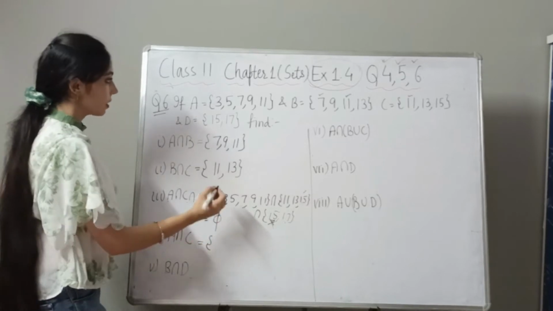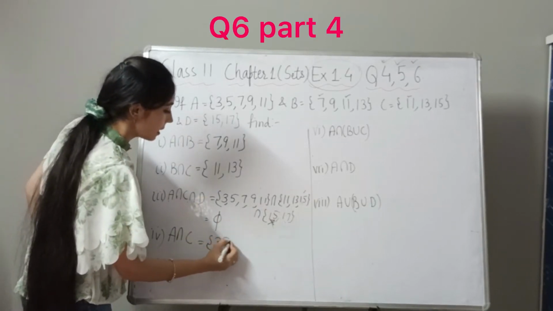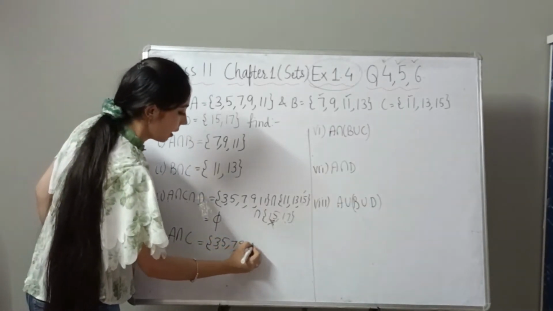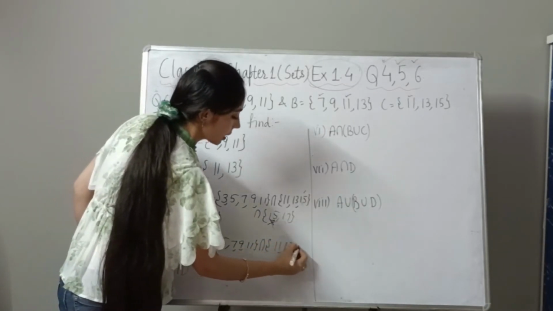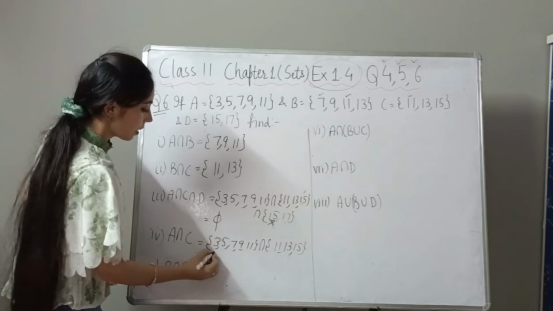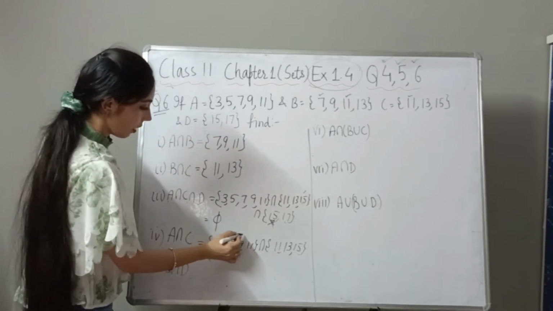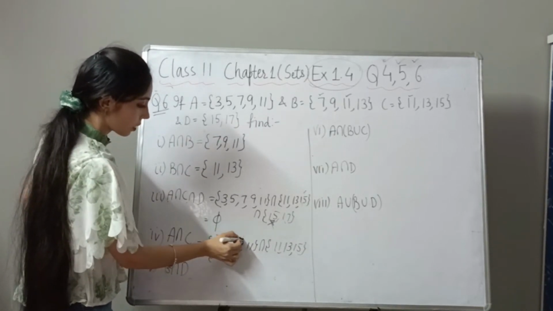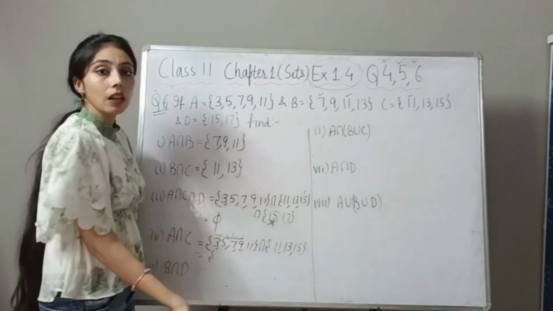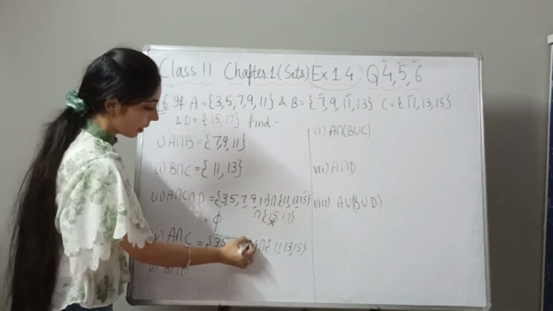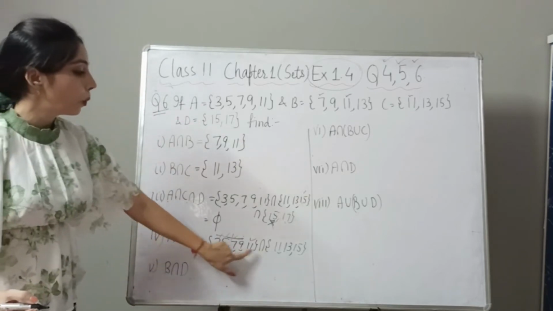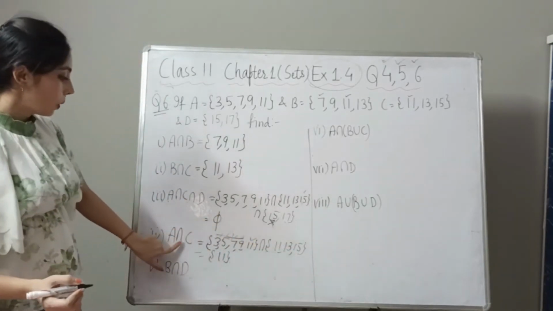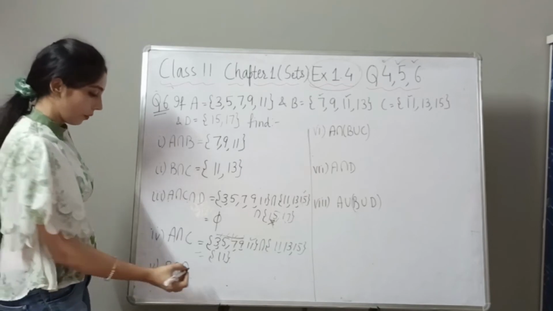What about A intersection C? A contains 3, 5, 7, 9, 11, 5 elements, and C contains 3 elements, 11, 13, 15. Okay. So in intersection we have these 4 elements excluded because these are not in the other set. Here 11 is the only one which is in both the sets. So A intersection C is 11.